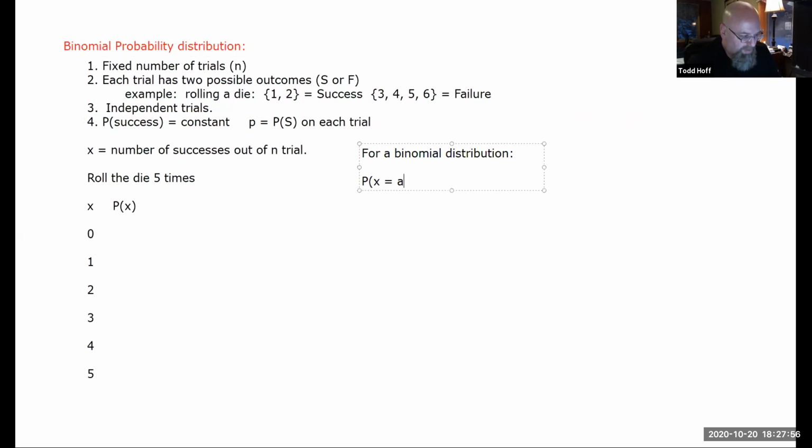The probability that X equals an individual value A, for n trials and P probability of success, is equal to n choose A times the probability of success to the power of A times 1 minus P, 1 minus our probability of success, to the power of n minus A. Now let's talk about what that n choose A means. n choose A is from n items, choose A of those items.